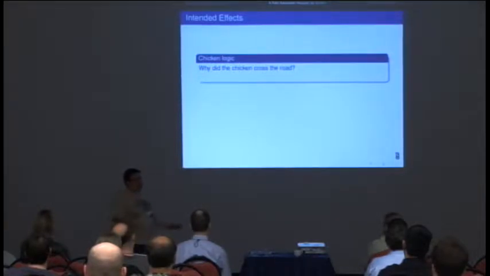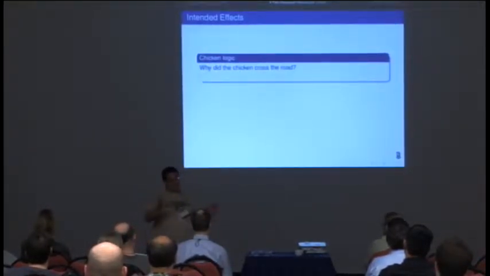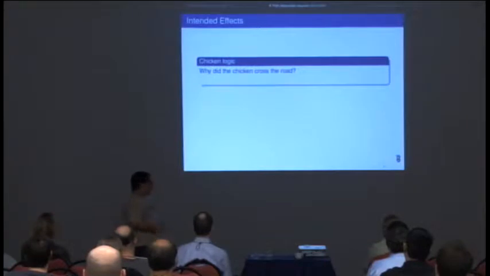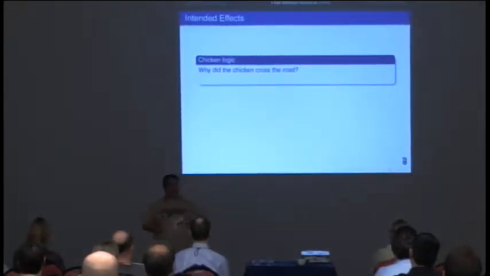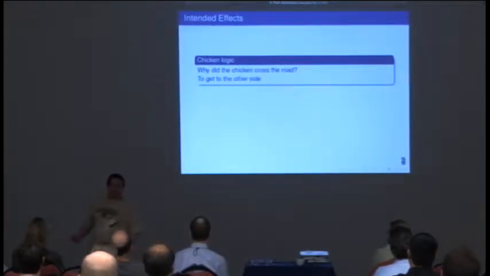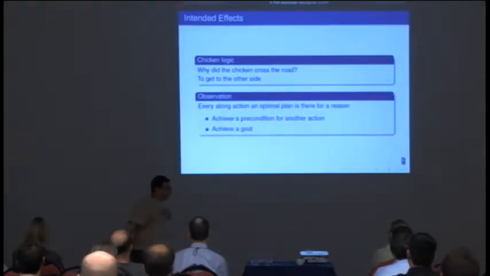So first of all, I'm assuming you all know STRIPS, right? You've been here long enough. This heuristic is based on what I like to call chicken logic, which is basically: why did the chicken cross the road? To get to the other side. So how do we get a heuristic out of that? Well, every action along an optimal plan is there for a reason. It either is there because it achieves some goal, or it's there because it achieves a precondition for another action. And then that other action has to be there for a reason.